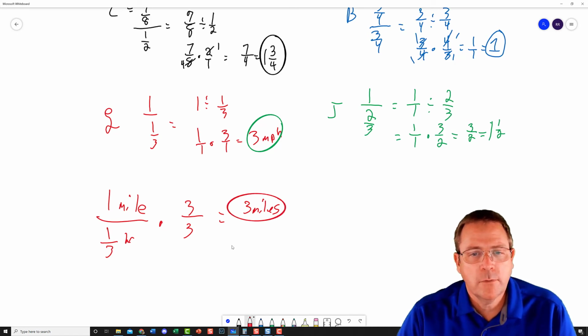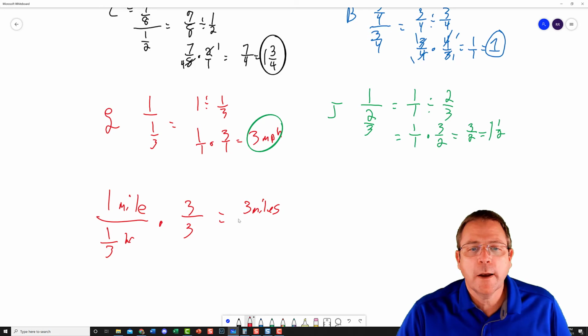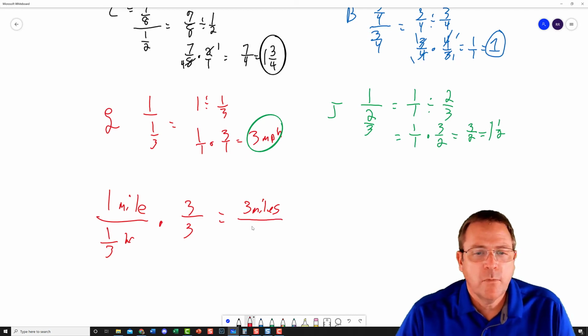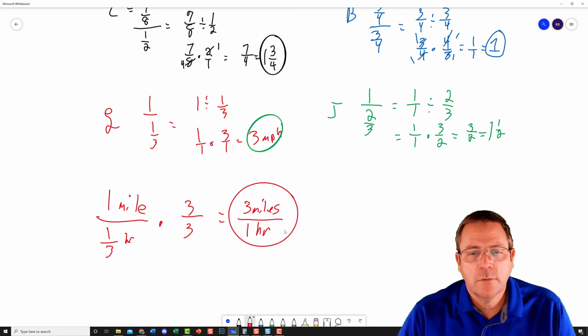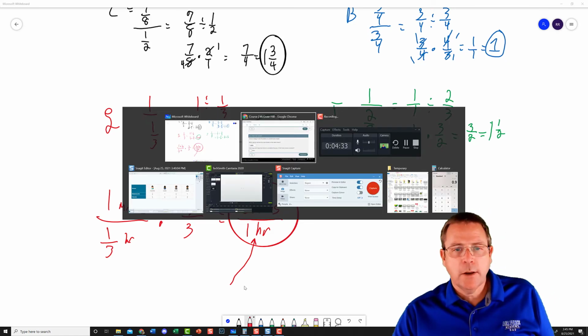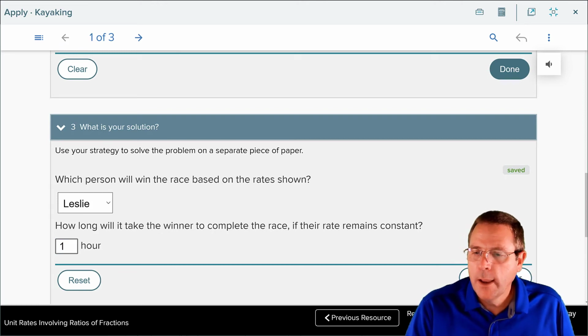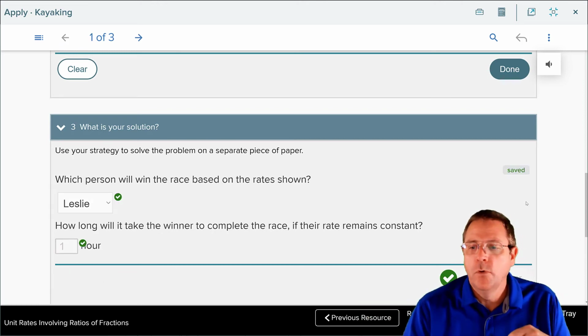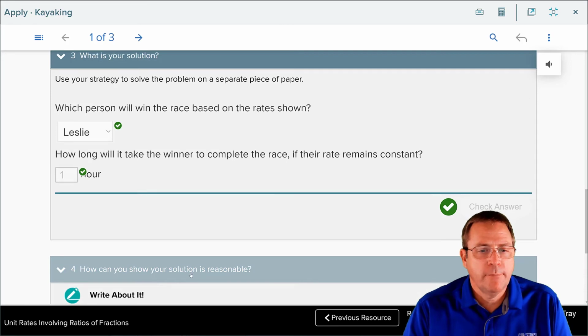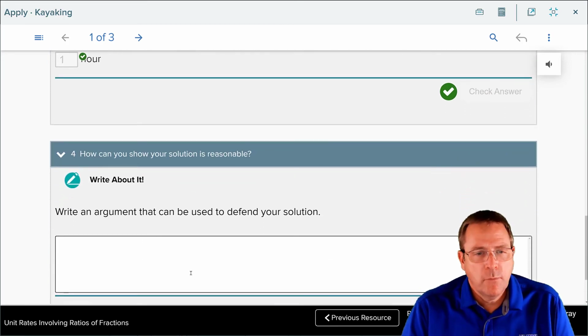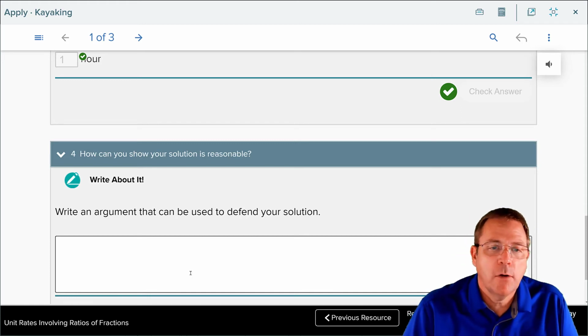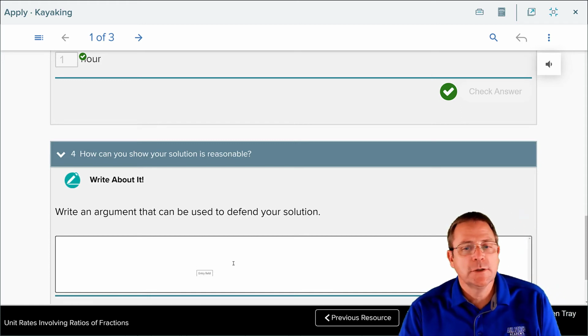So 3 miles was the goal, and I'm going to uncircle that because we're not done. Then 3 times 1/3 is going to end up giving me 1 hour. So she goes 3 miles in 1 hour, which means it's going to take her 1 hour. So we're going to plug in a 1, and check our answer, and woohoo, we got them both correct. Excellent. Now you can write an argument about why the method you used was the best, and how and why you believe your solution is right.